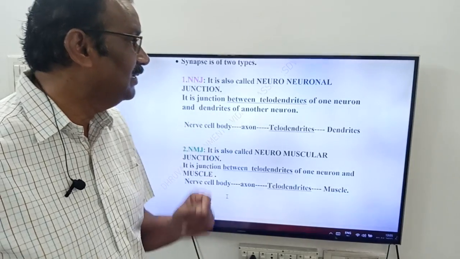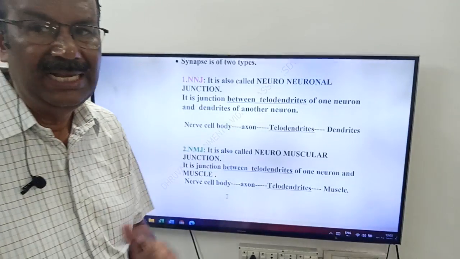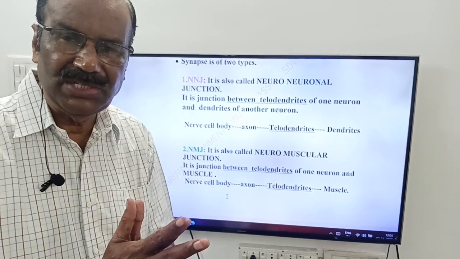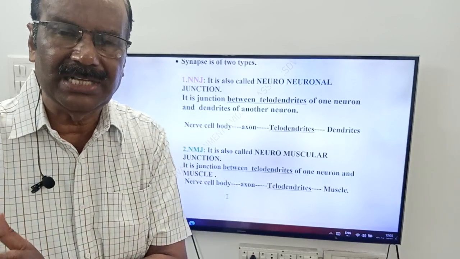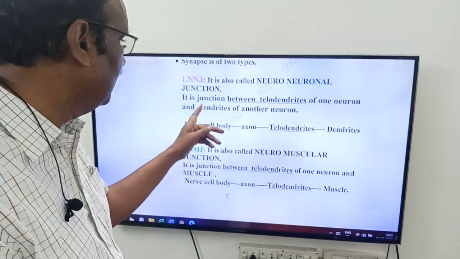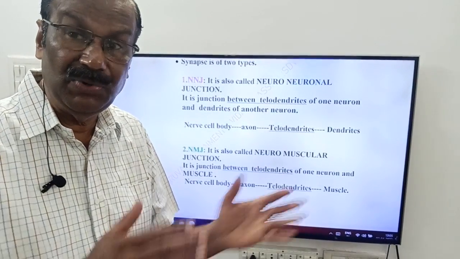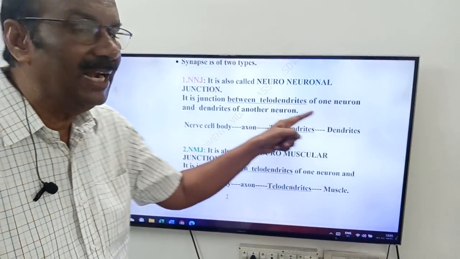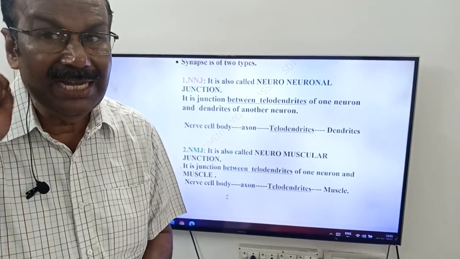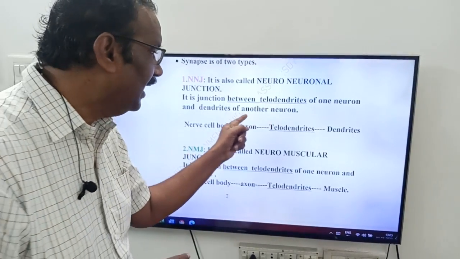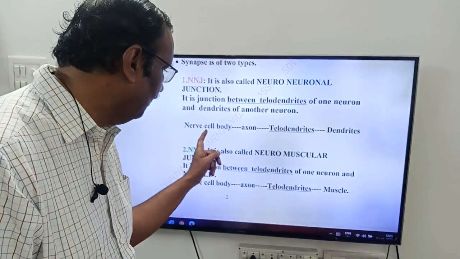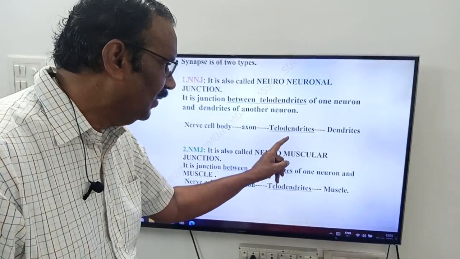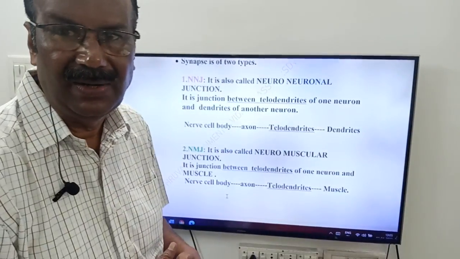One is NNJ. It is also called neuronal junction. N for neuro, another N for neuronal, J for junction. NNJ means what, friends? Neuronal junction. It is the junction between two neurons. Between whom? Between telodendrites of one neuron and dendrites of another neuron. See, the nerve impulse goes from nerve cell body to axon, axon to telodendrites, telodendrites to dendrites of another nerve cell, friends.